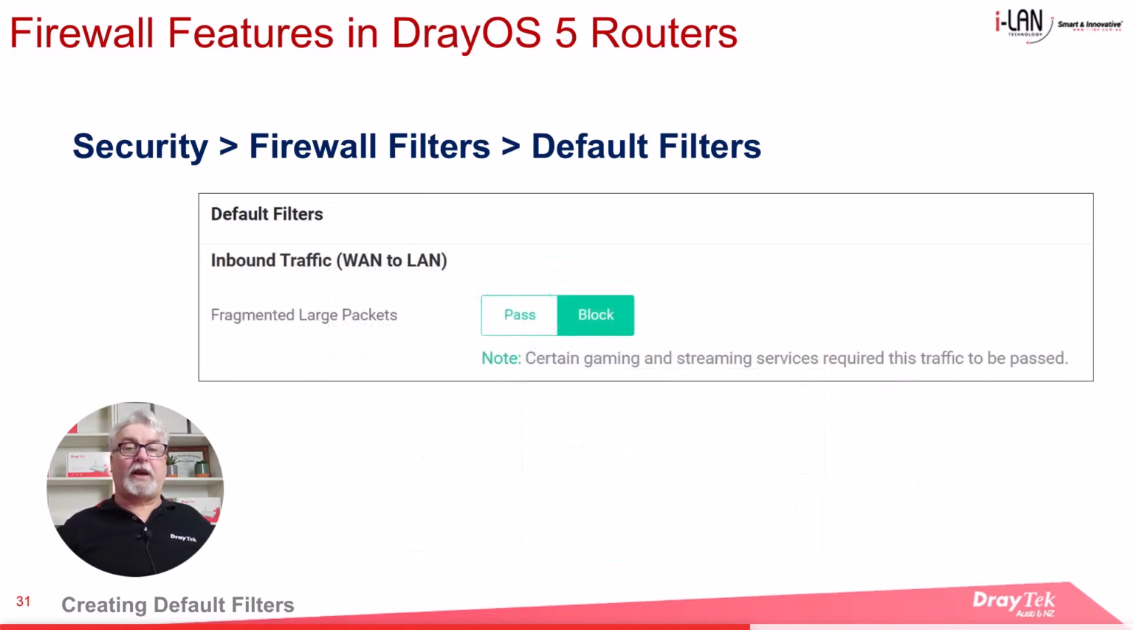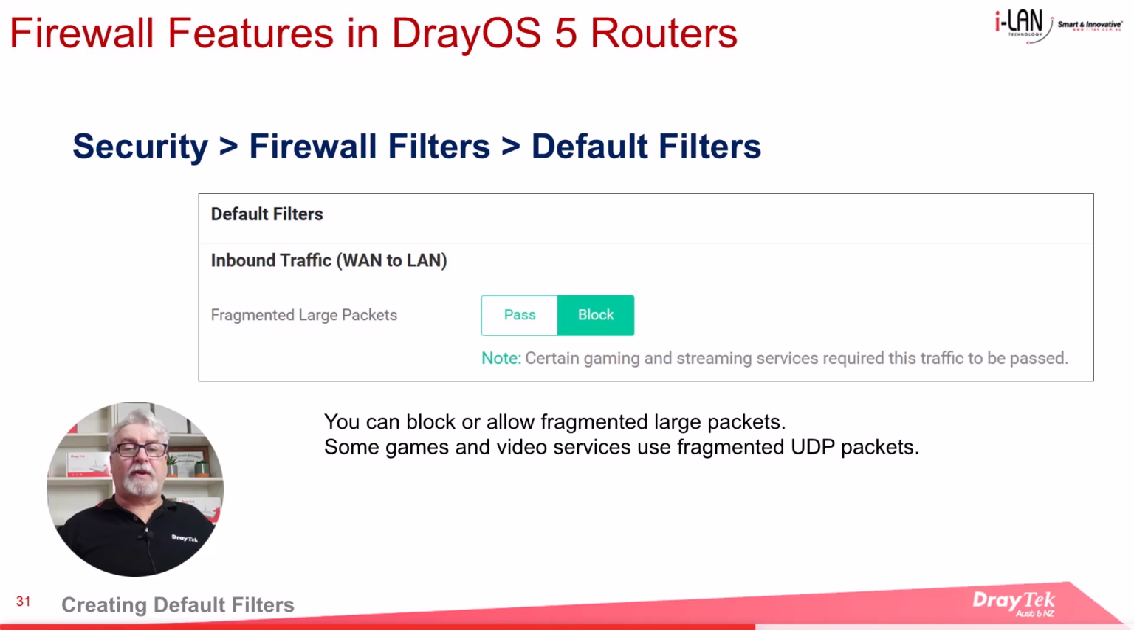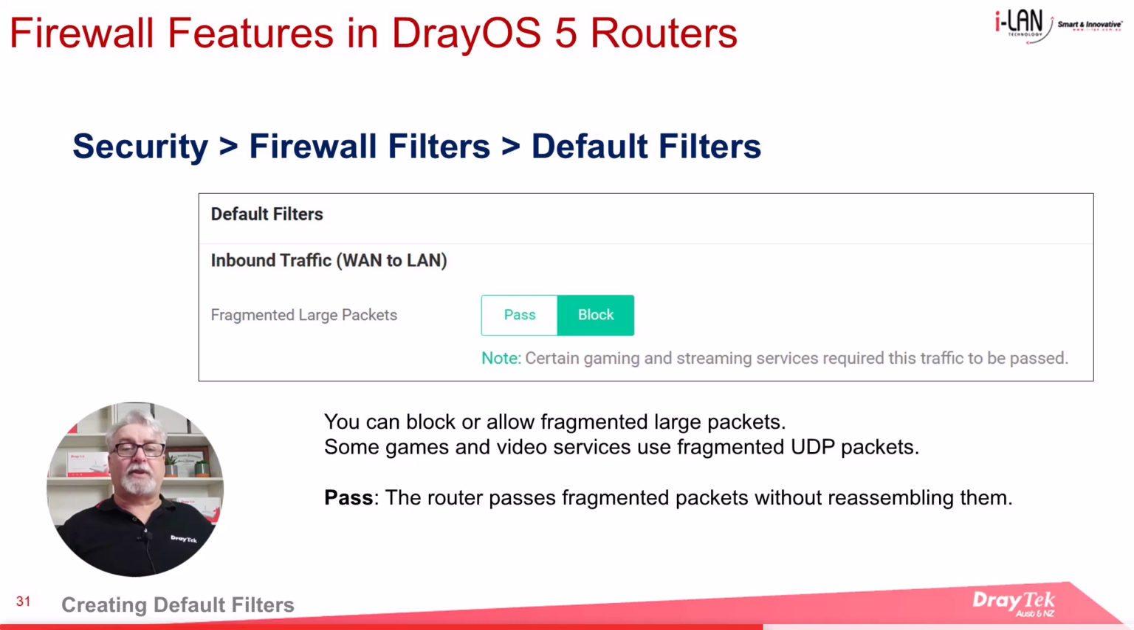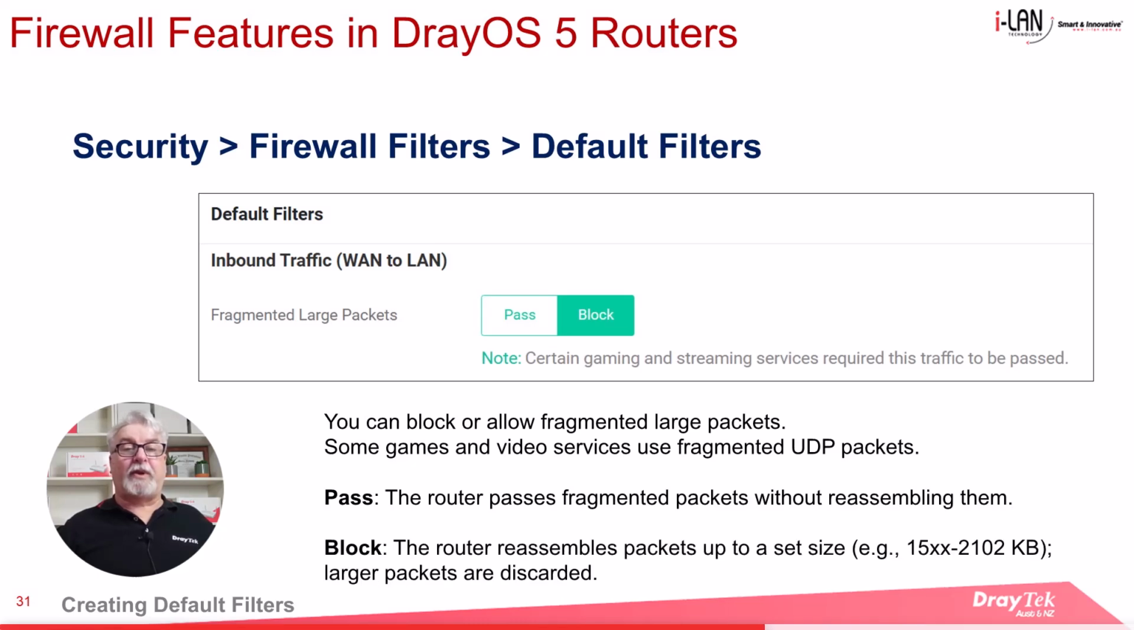Next is to set up the inbound traffic, that's WAN to LAN. You can block or allow fragmented large packets. Certain games and video streaming services use fragmented UDP packets to transfer data. Pass means the router will always pass fragmented packets without reassembling them, regardless of the size of the packet. Block means the router will attempt to reassemble fragmented packets up to a certain size. Any packets larger than this specified value will be discarded.